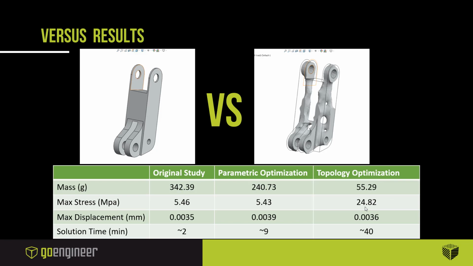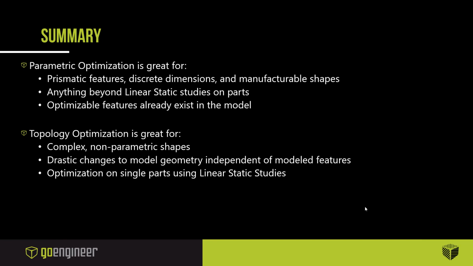As for displacement, we still got very comparable displacement results across the board, but the key thing here is solution time. My original study took just under 2 minutes for a single linear static analysis. My parametric optimization with 30 different scenarios took around 10 to 15 minutes really. But the topology optimization, for its very drastic results, took approximately 40 minutes for a single run. So that was way more time than it took to get a result with the other methods. So what have we learned from this?